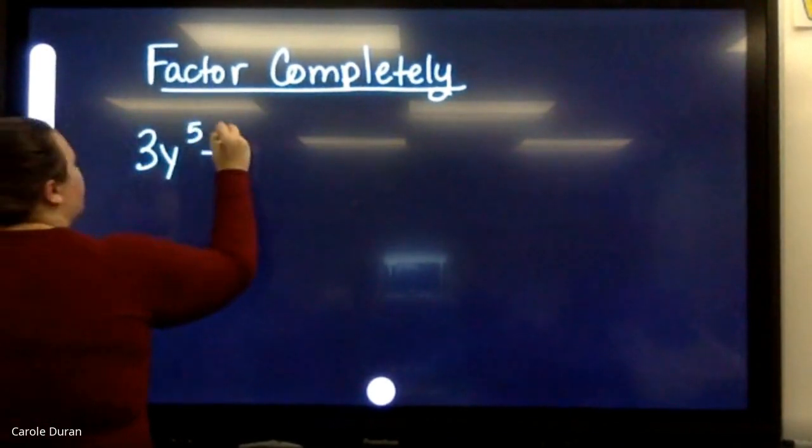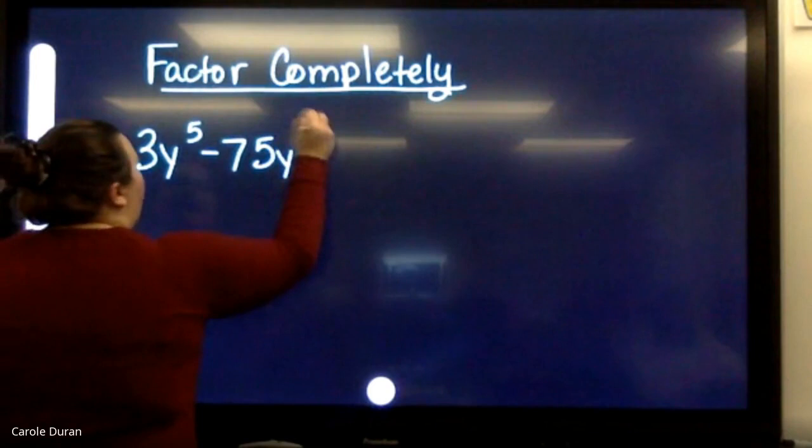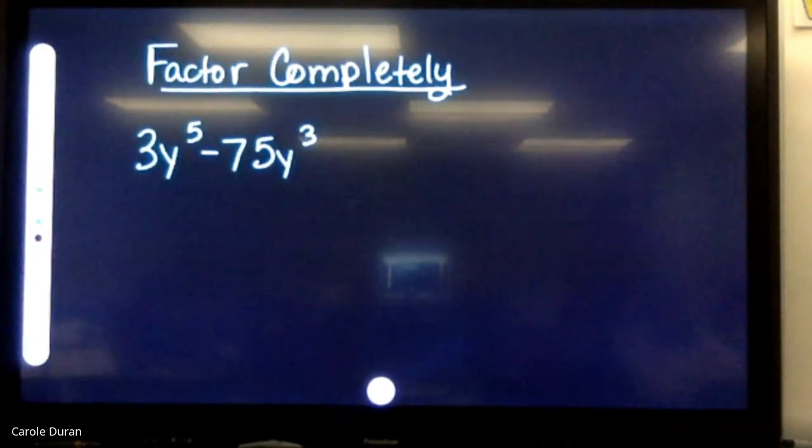3y to the 5th minus 75y cubed. I have a question. On the test, is it going to say what method to use, or is it just going to be like, I may or I may not. I'm going to end up going through every single method, and the last one I don't do is going to be the one, and there go a few minutes.